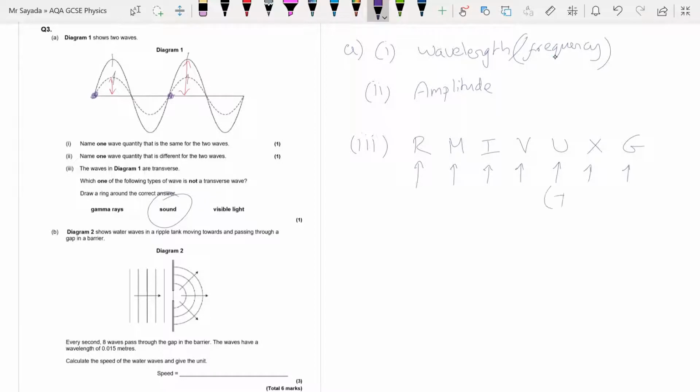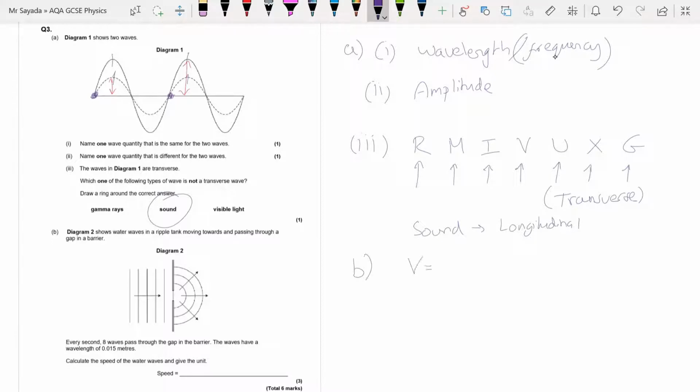So all of those are transverse. Sound is longitudinal. So you've got to know that. And the next diagram shows something called diffraction, which you may not have learned about, but you don't need that to do the question. The question wants you to find the speed.